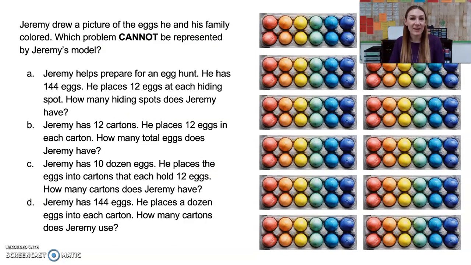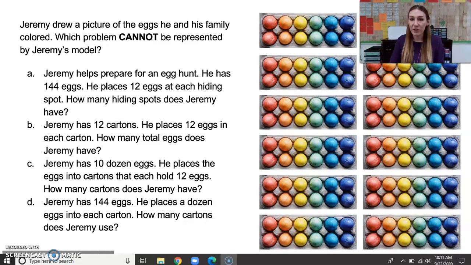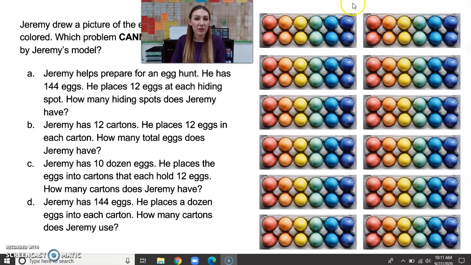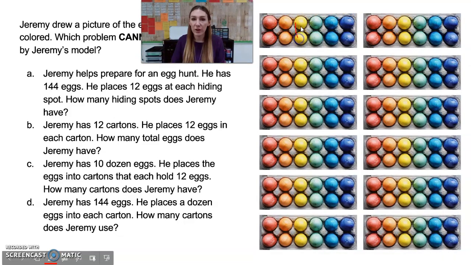Jeremy drew a picture of the eggs he and his family colored. Which problem cannot be represented by Jeremy's model? So I'm actually covering up part of this model. I'm going to move myself over here. So it looks like Jeremy has 12 eggs in each carton. So 12, 12, 12, 12, 12, 12. And then once we've labeled these, we'll count how many total we have in our groups, how many groups we have. So 1, 2, 3, 4, 5, 6, 7, 8, 9, 10, 11, 12. So 12 groups of 12.